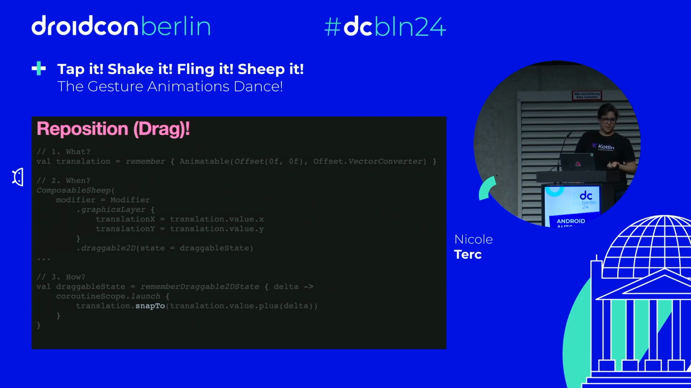And why am I using snap to? Because I don't want any delay from the gesture with my finger to the movement of the chip. So snap to is going to forgo all the animation values, forgo animation specs, and just move it straight away where I want it. So it's kind of like a no animation animation. You just move there. And whenever you're working with gestures where you don't want any delay from the input, you're going to want to use snap to.